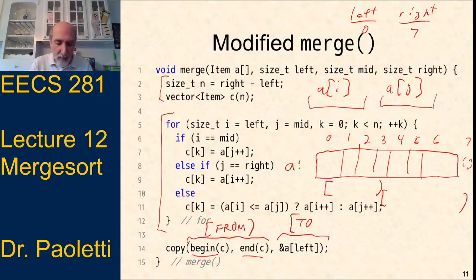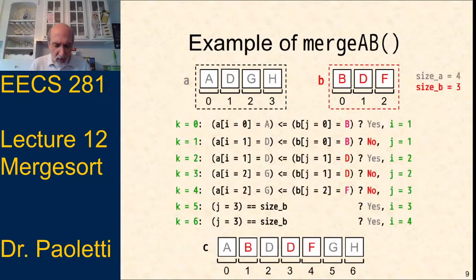Let me change colors here. I've got to merge two regions of size 2 into a region of size 4. So I make the call to merge that says take 3 to 5 and 5 to 7. Let's merge those. So 3 to 5 inclusive exclusive and 5 to 7 go into C. So if, let's say this was, let's look at the example just a second. So it was BDF, right?